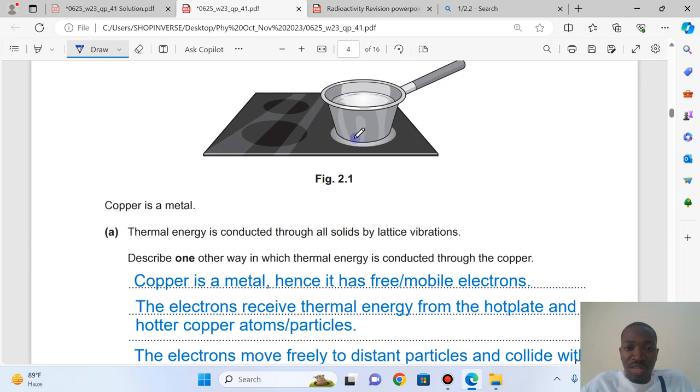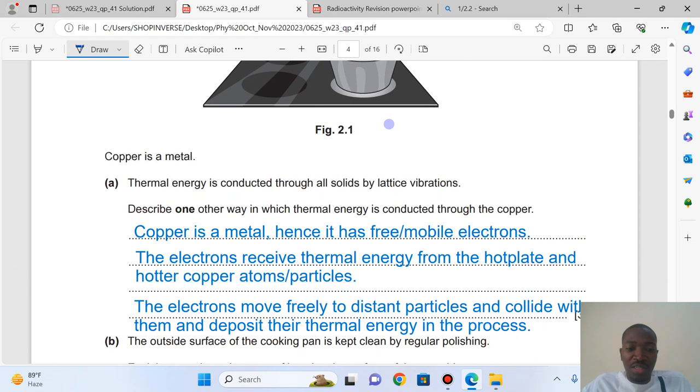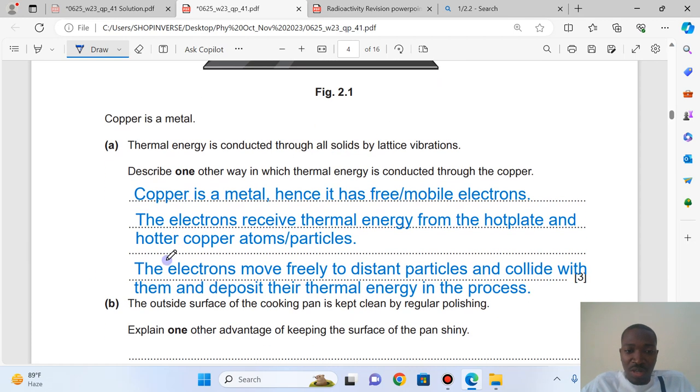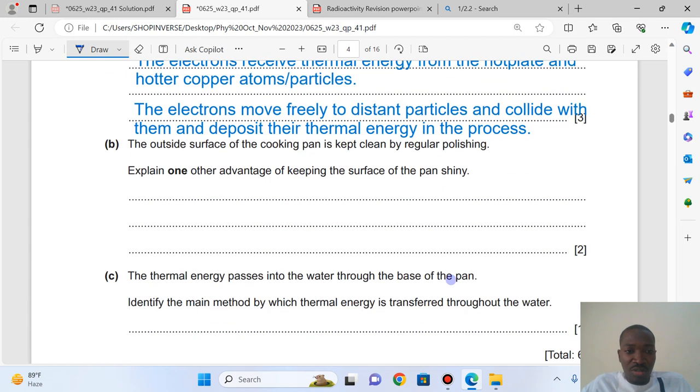That simply means the electrons that are closer to the hot plate can gain thermal energy and move to distant electrons and deposit their energies there, okay? The electrons are free to move, or they can gain energy from hotter particles and then transmit the energy. As they are moving, they are colliding with the colder particles, and during the collision, they deposit their thermal energy on the colder particles. That's all. The electrons move freely to distant particles, collide with them, and deposit their thermal energy in the process. Easy, of course it is.